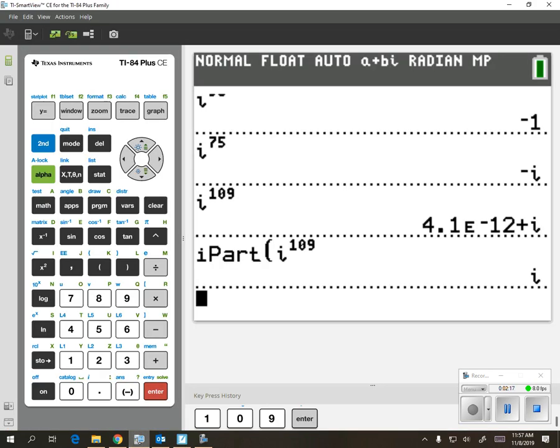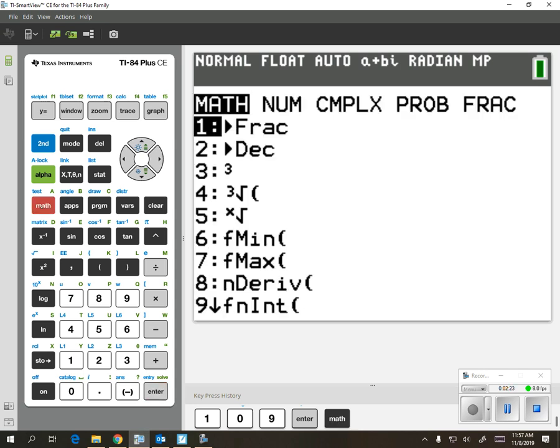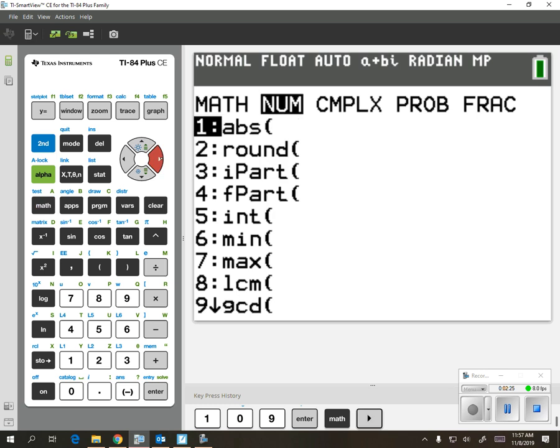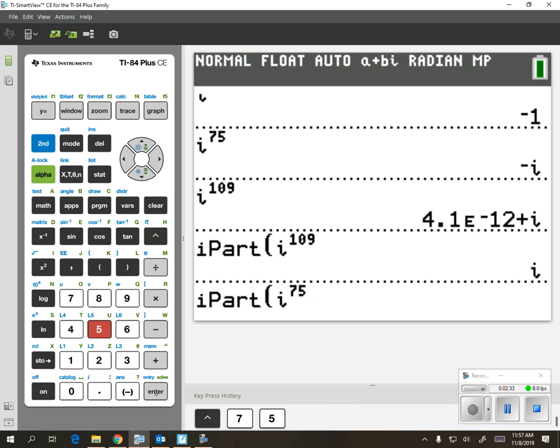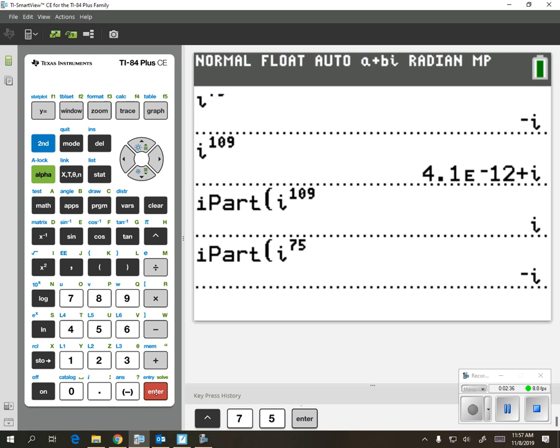Okay, to be safe, always simplify powers of I in IPART. It just works better. So Math, Number, if you go back and you try the other two examples, such as I to the 75th, you'll still get the same exact answer. So your calculator doesn't always calculate it right. To be safe, always use IPART.